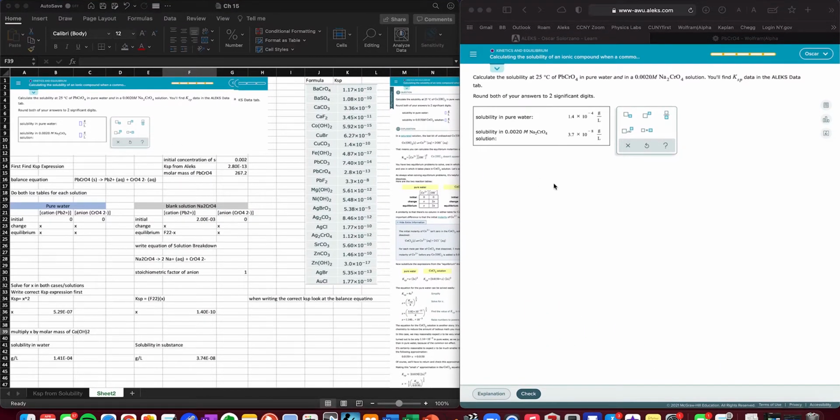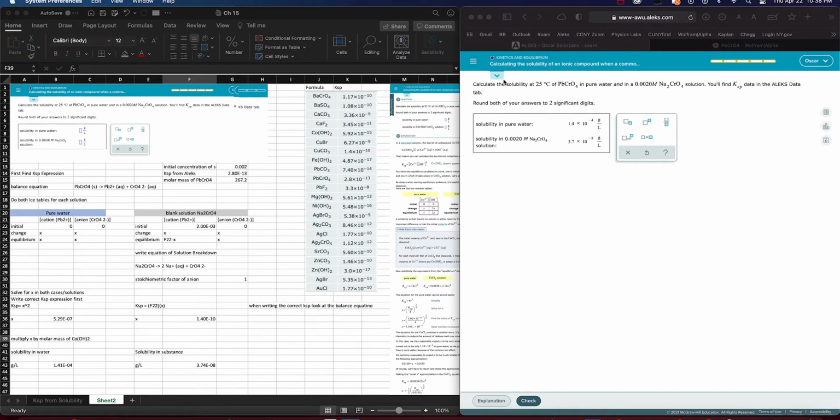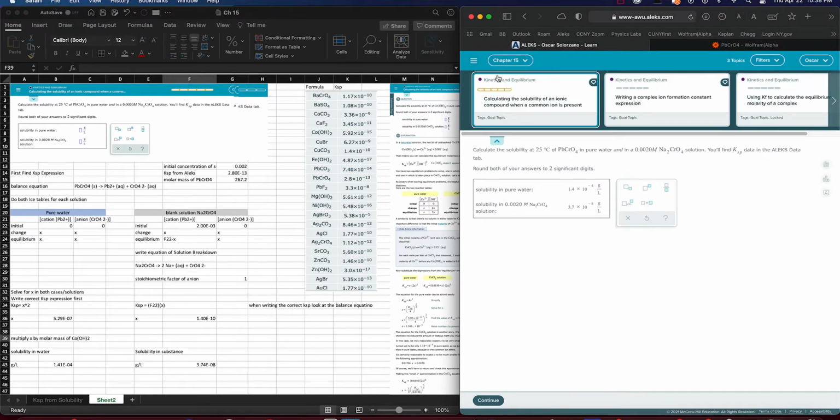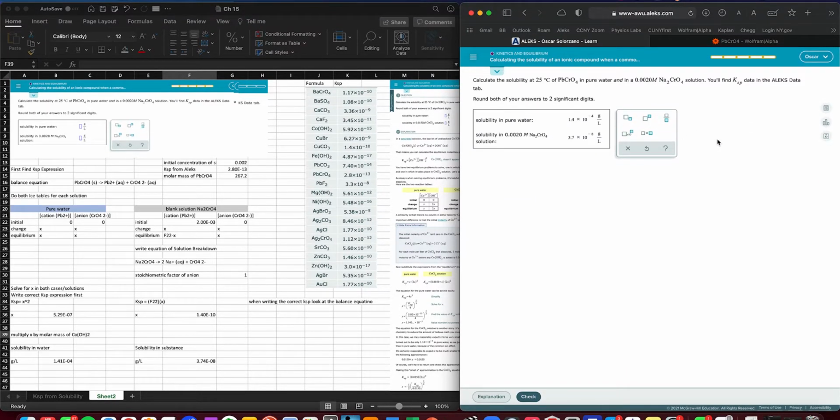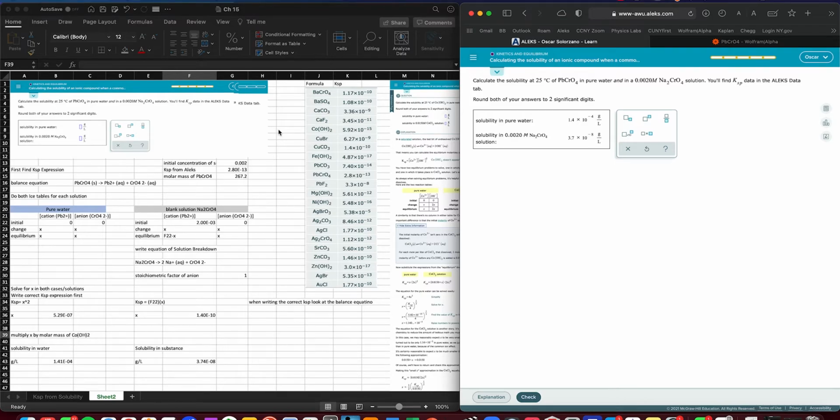Okay, Oscar. So this is how you solve for calculating the solubility of an ionic compound when a common ion is present. There's a couple of steps.